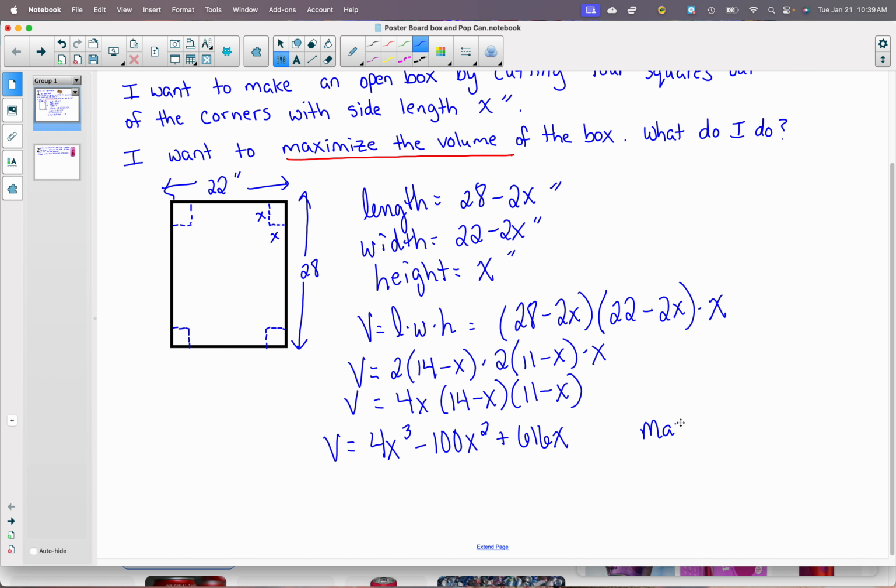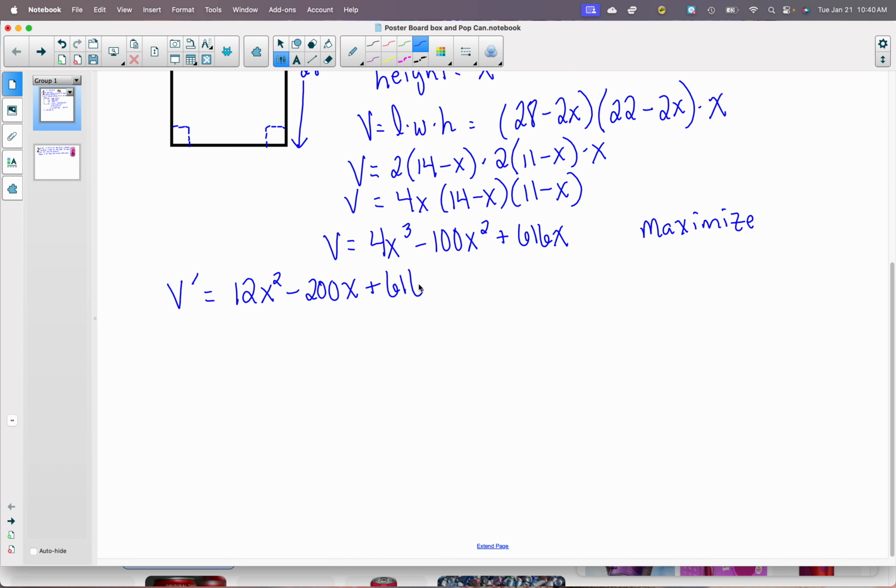this expression. So think about, how do I find the maximum value of a function? Because that's what I need to do. I want to find the maximum value of a function. Well, hopefully you remember that we take the derivative and we set it equal to 0, and we look at whether it's positive or negative, and whether we find a maximum. So I'm going to have to start by finding the derivative of the volume. So when I do that, I get 12x squared minus 200x plus 616. So what's the next step?